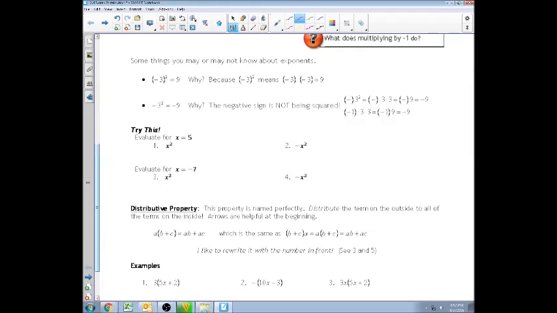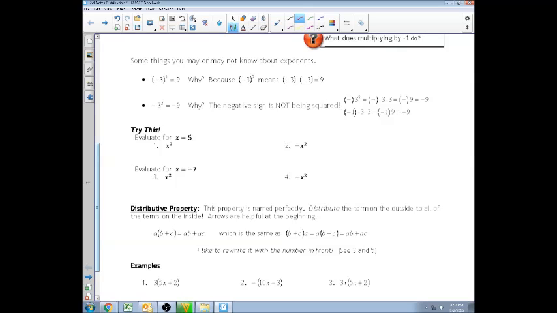What about negative 3 squared, but there are no parentheses? That's really going to be negative 9. The reason behind that is the negative is not attached to the 3, so it is not getting squared. There are a couple different ways you can look at that over here to the right.